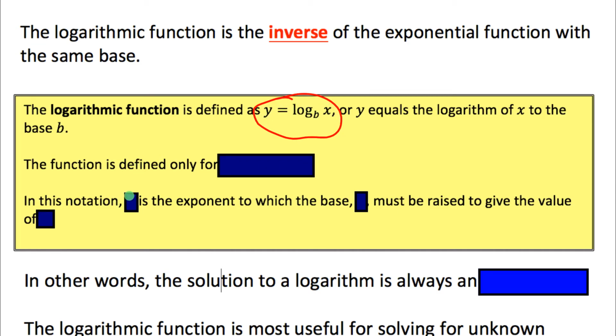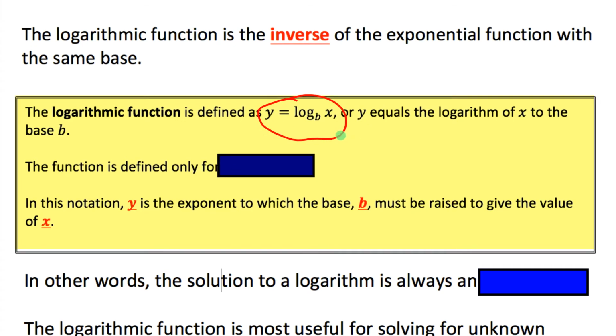In that notation, y is the exponent that would go on the base b that would give me the value of x. That's what that means. So when you read this equation, make sure you understand y is the exponent that goes on b to get x. Or another way of saying that, b raised to the power of y equals x. So an equivalent way of writing this would be b to the power of y equals x. This function and this function mean the exact same thing. They're equivalent to each other.